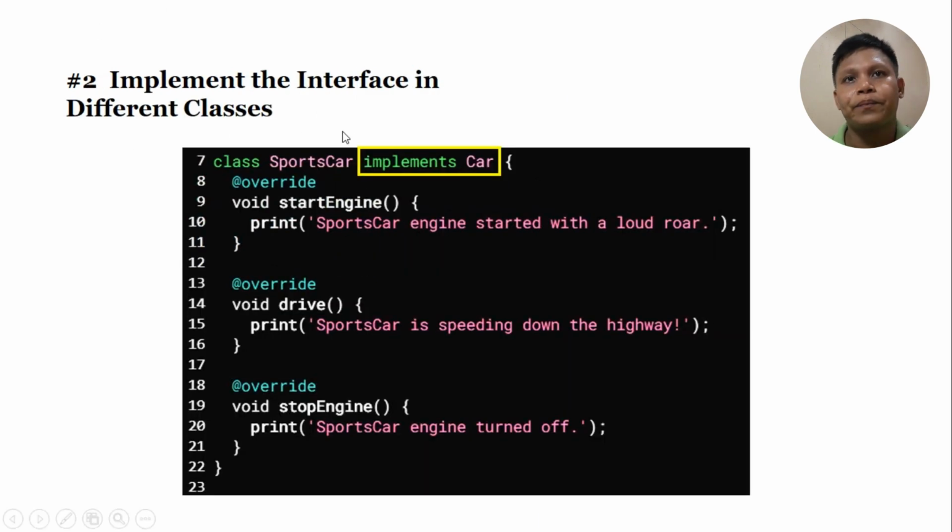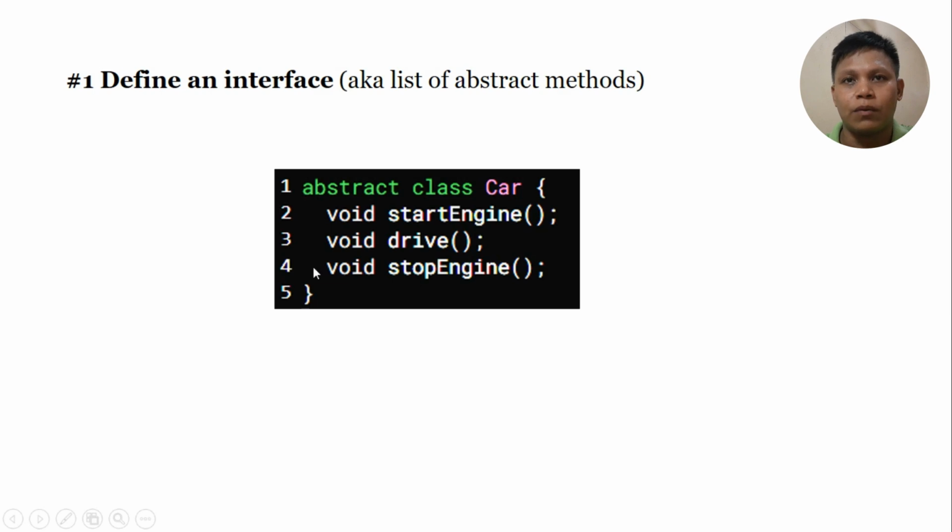Now, just notice right here, we have an extra keyword about class SportsCar: implements. This is the most important keyword, and you need to take note. Implements, and then what interface it needs to implement. So in this case, Car. And once we insert this keyword and specify any interface that we need to implement, we are mandated to override those methods that were defined or listed right here.